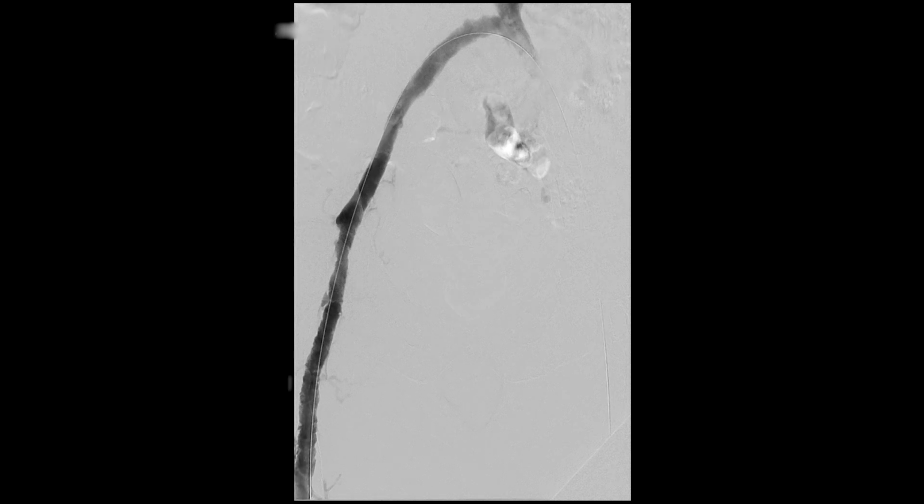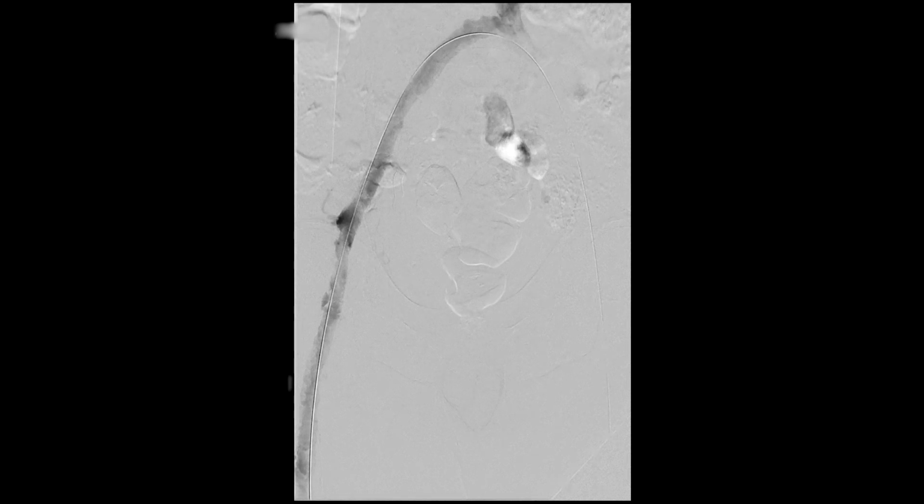We then perform a venogram from our left popliteal access. Here you see contrast filling the femoral and iliac veins and then washing out as more flow comes through the left lower extremity. Happy with this, we then turn our attention to the patient's right lower extremity.